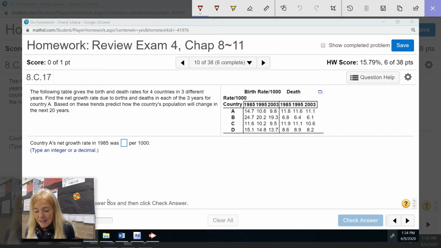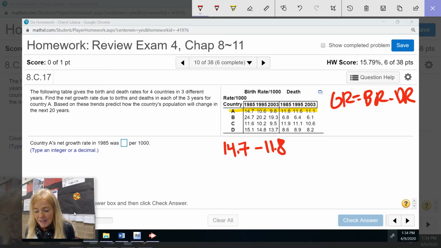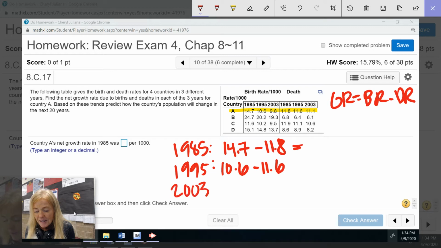So you're just going to be dealing with country A here, so I can highlight these numbers. And remember that growth rate is birth rate minus death rate. So growth rate equals birth rate minus death rate. For 1985, 14.7 minus 11.8. And then for 1995, it will be the birth rate, 10.6, minus 11.6, the death rate. And then 2003 will be 9.8 minus 11.1.